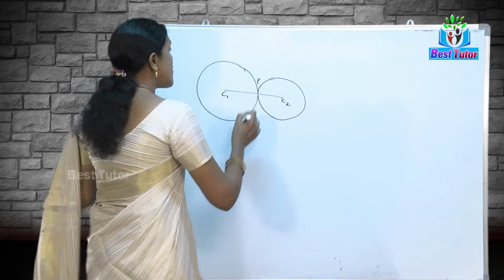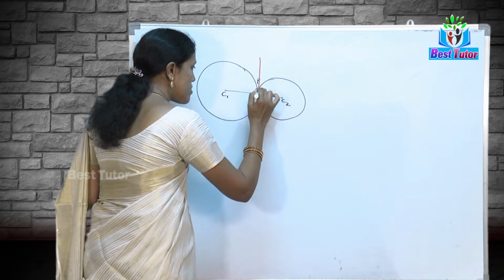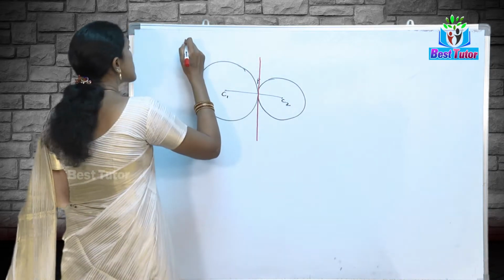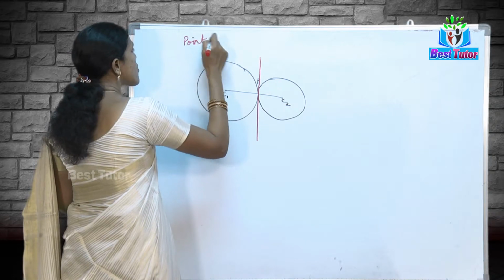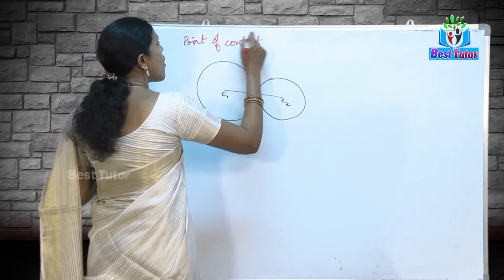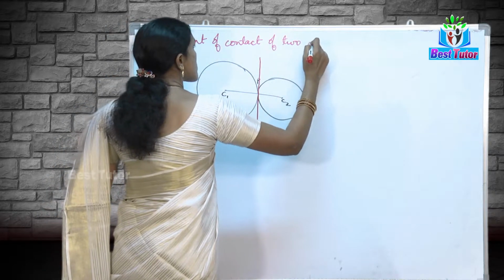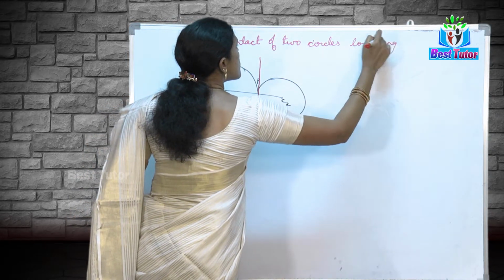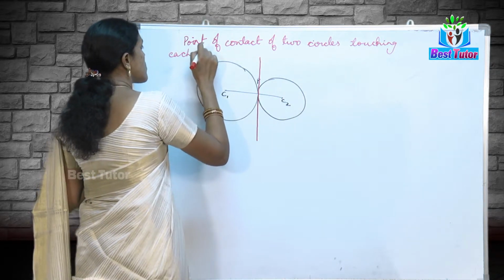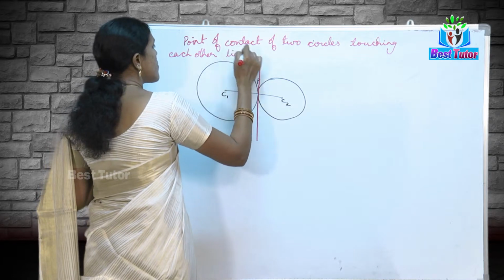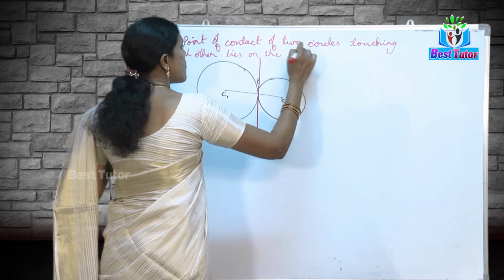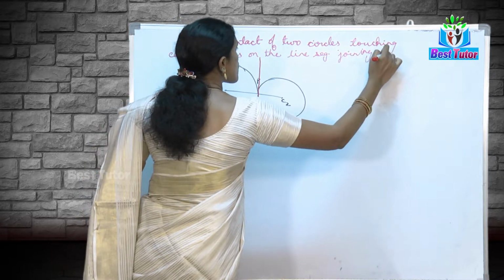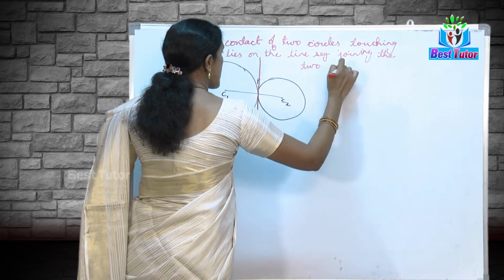How do we prove it? We can always draw a tangent which is common to both the circles. Let me write down the statement of the theorem. Point of contact of two circles touching each other. If these two circles are touching each other, then the point of contact lies on the line segment joining the two centers. This is the statement of the theorem.